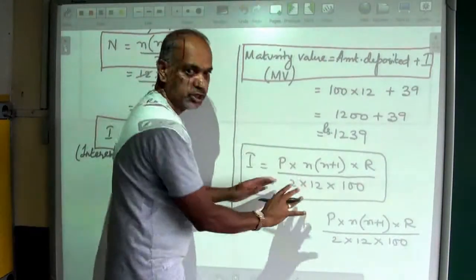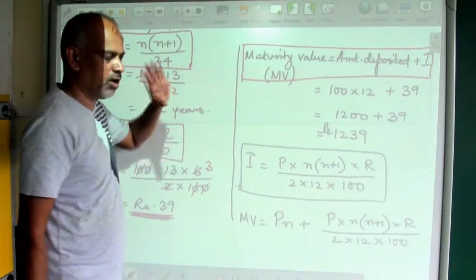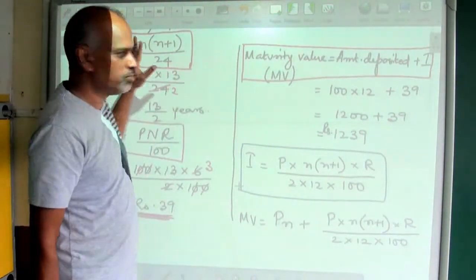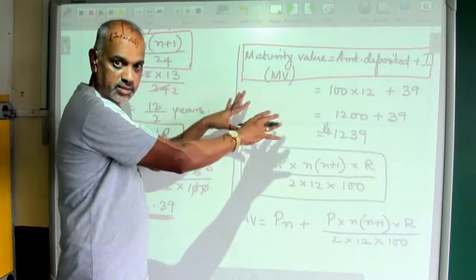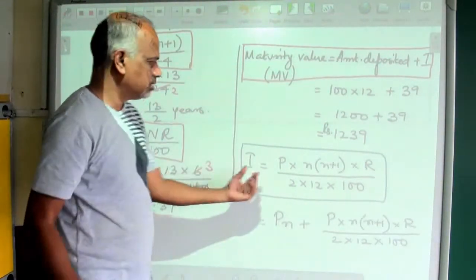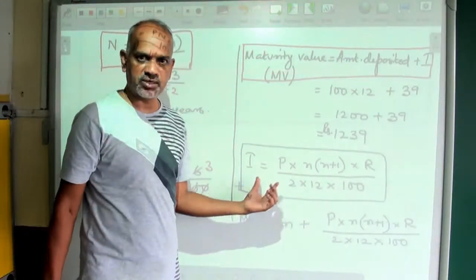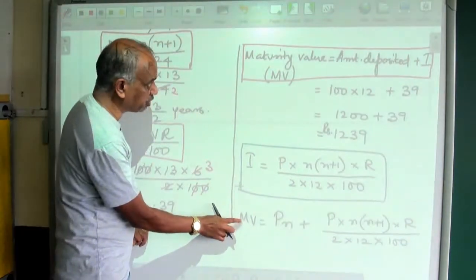If you are not sure about this formula, you can follow this method, because almost all the questions you will be following this method. So if this is clear in parts, you find each one, or you can use a single formula and find straight away the interest. And you can also use a single formula to find maturity value.